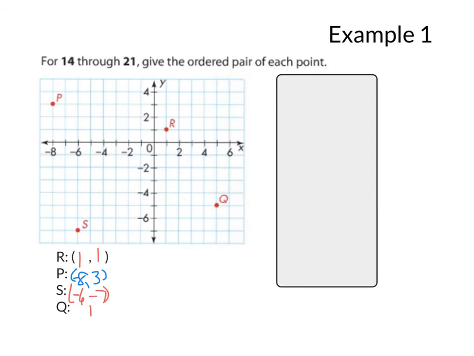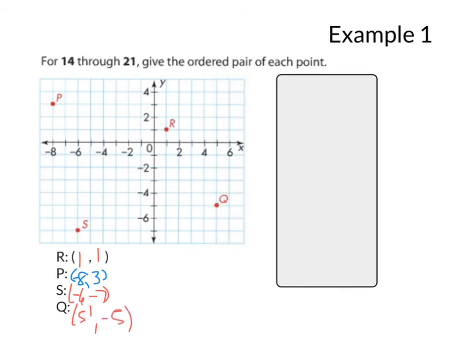Next is Q. We go left and right first. 1, 2, 3, 4, 5. Yep, that's 5. And then we go y, the up and down. Stop. Yep, that's negative 5.